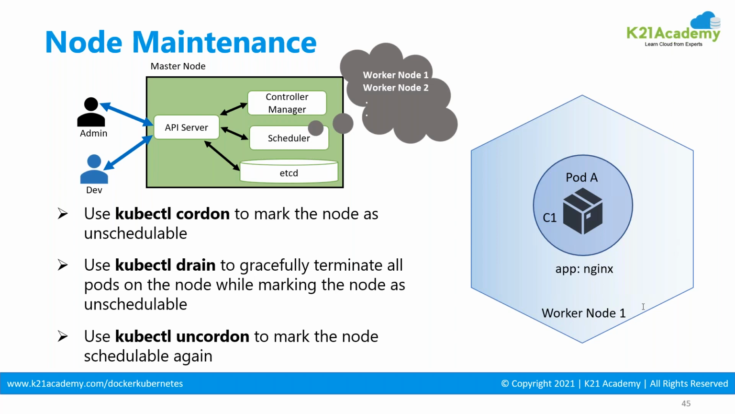Means for the AKS and EKS, how can we perform this cordoning of the worker nodes? Same like what we are going to do right now. When you have access, you can fire the command kubectl cordon node 2, then kubectl drain node 2, and once you do that, all the pods which are running on that node will go to another worker node.